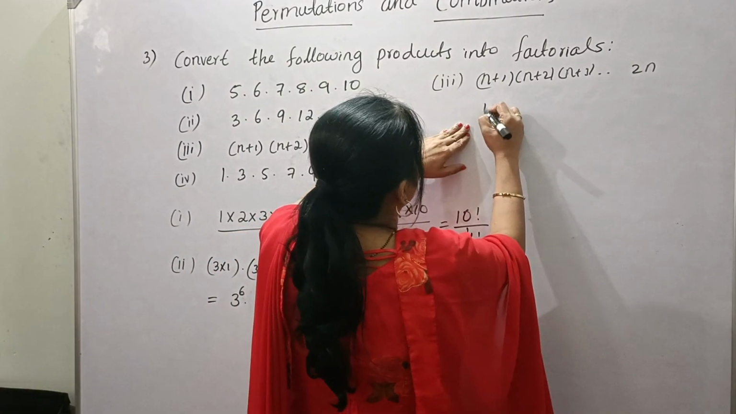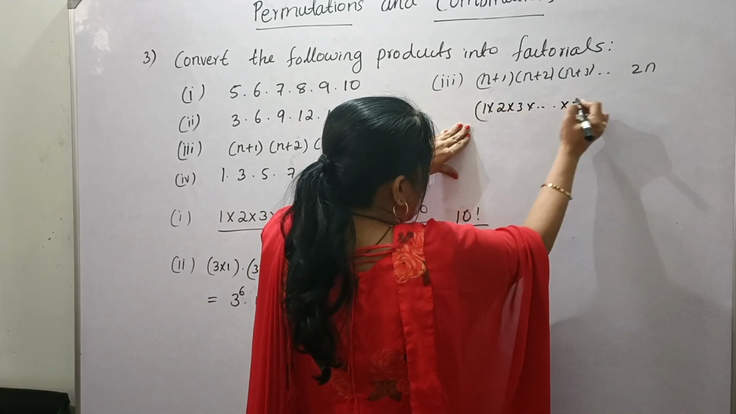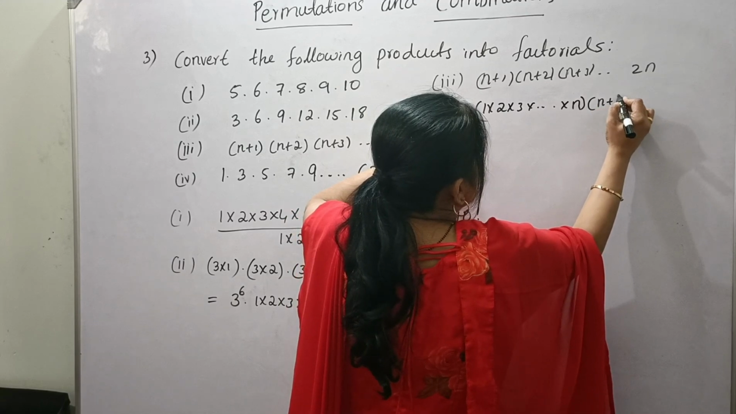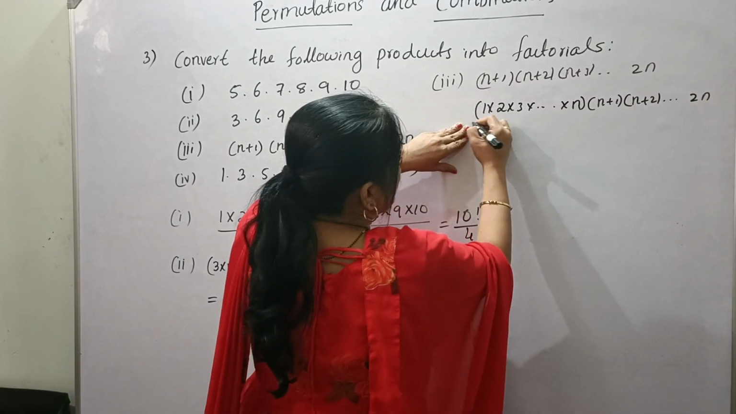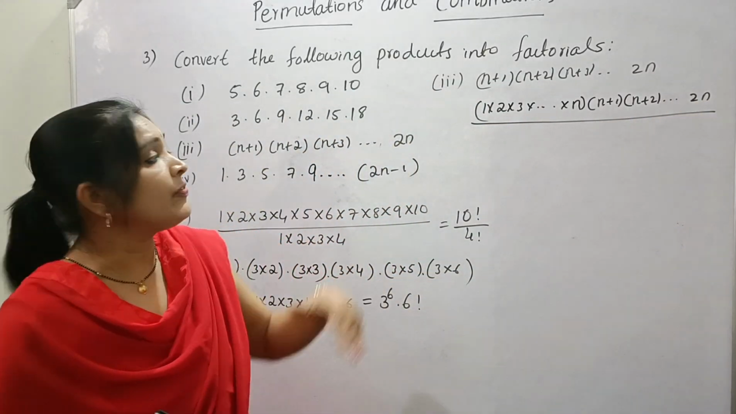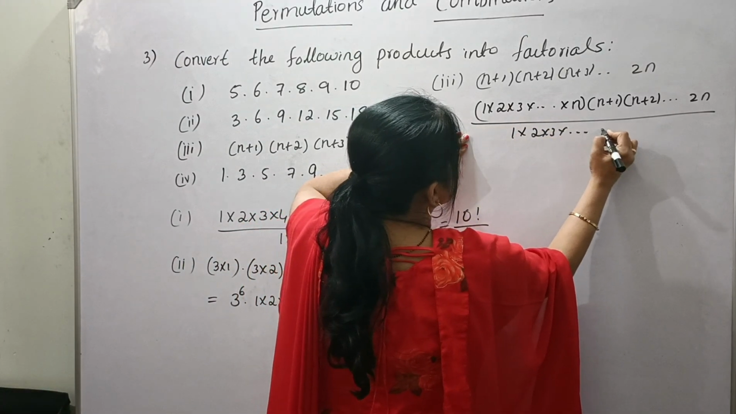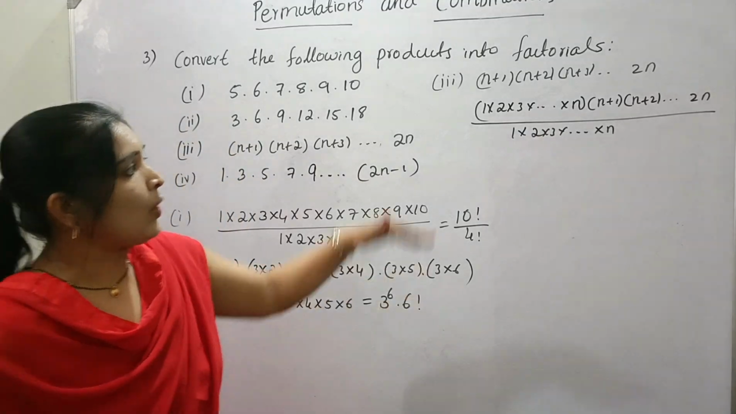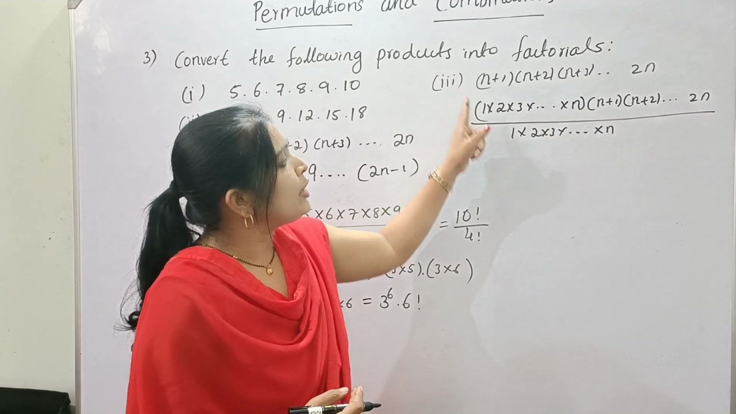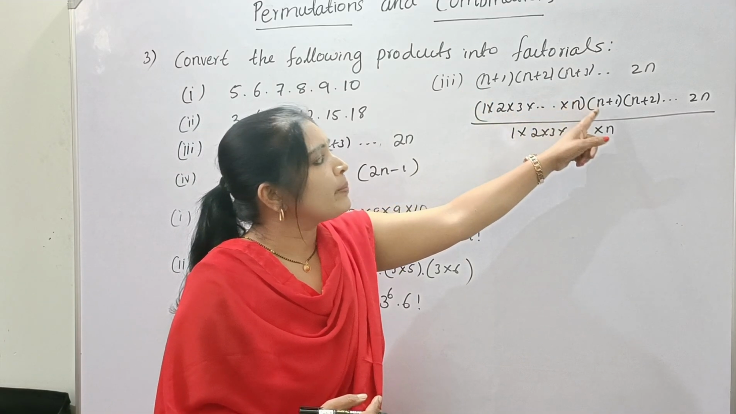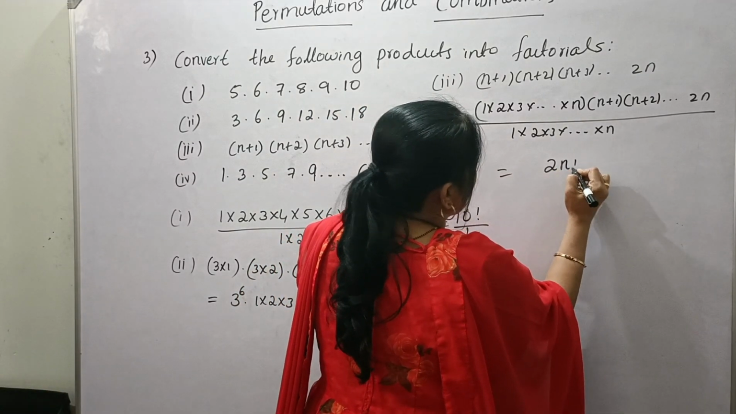So let us multiply 1 into 2 into 3 into etc. up to n. We have multiplied this one into n plus 1 into n plus 2 into etc. into 2n. Okay. So next let us divide by the number which is multiplied in the numerator, that is 1 into 2 into 3 into etc. up to n. Now the numerator can be written as 2n factorial, right? All the numbers are right here, 1 into 2 into 3 into etc. into n plus 1 into n plus 2 etc. 2n. Therefore, it is nothing but 2n factorial.